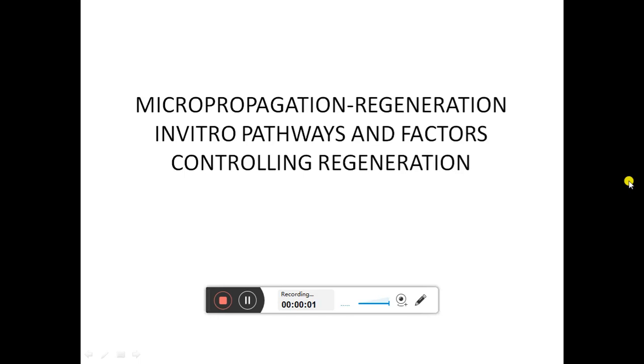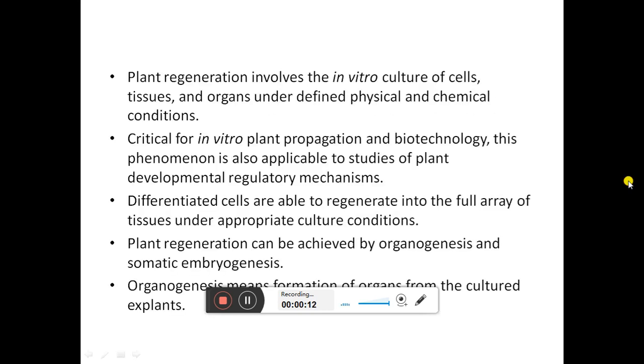Welcome back friends. Next we are going to discuss micropropagation, regeneration in vitro pathways and factors controlling regeneration. Plant regeneration involves the in vitro culture of cells, tissues and organs under defined physical and chemical conditions. Critical for in vitro plant propagation and biotechnology, this phenomenon is also applicable to studies of plant developmental regulatory mechanisms.